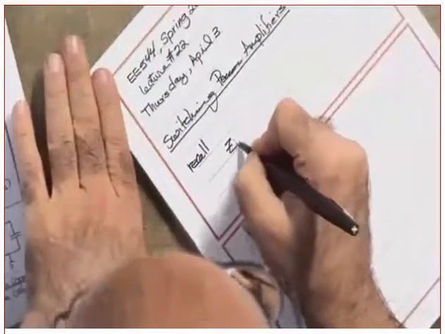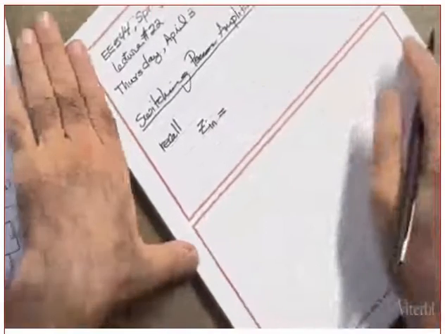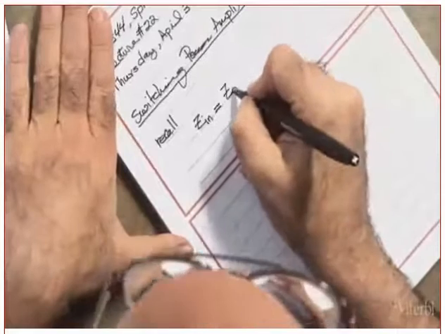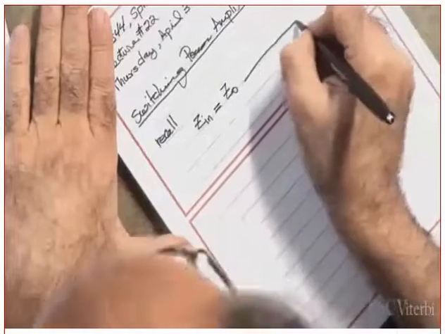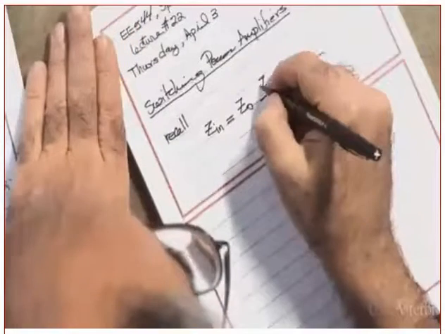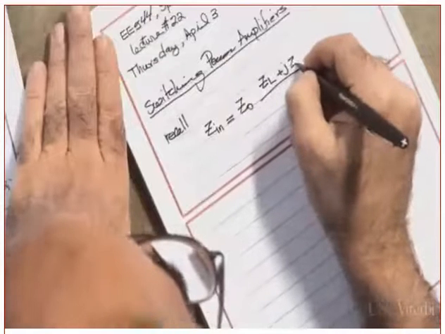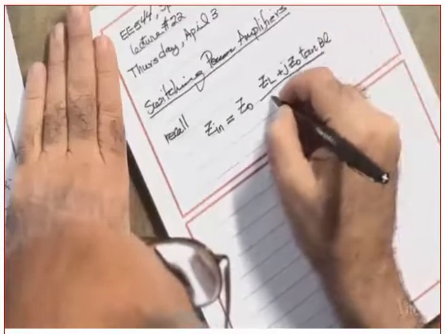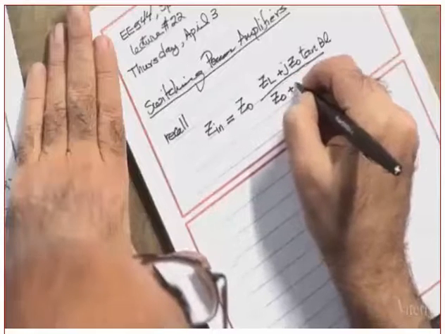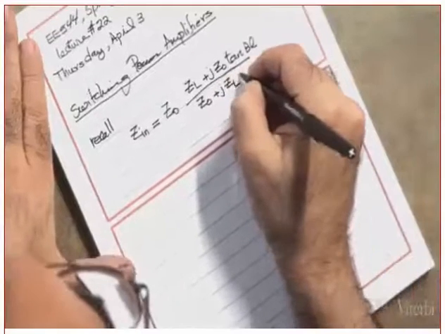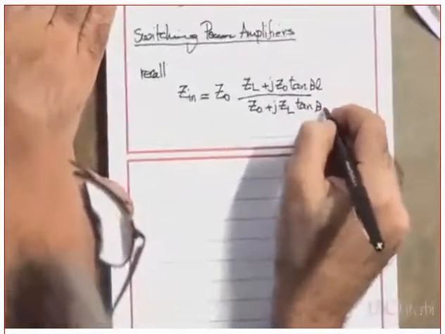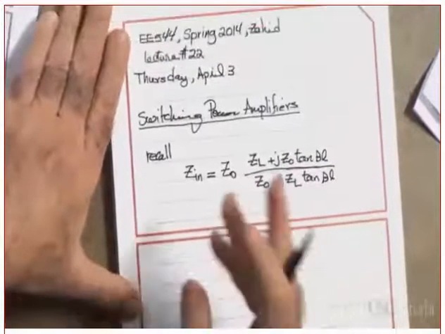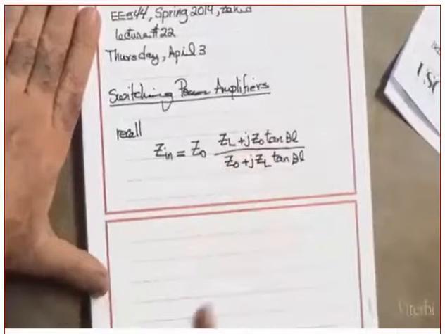What is Zn of a transmission line? Anybody? I don't expect you to remember. It's Z0 over... ZL plus j Z0 tangent beta L, divided by what? Z0 plus j ZL tangent beta L. At least do you recall such an equation? I don't expect you to memorize it, but do you recall it?